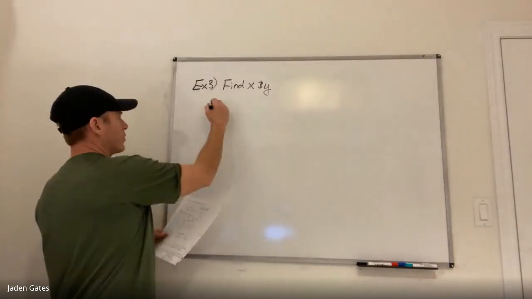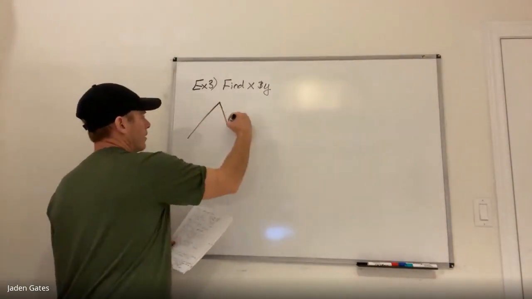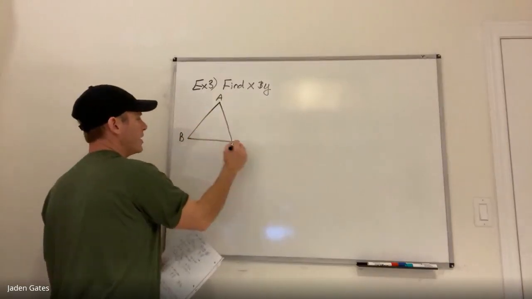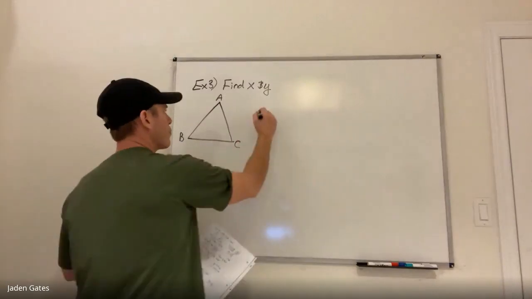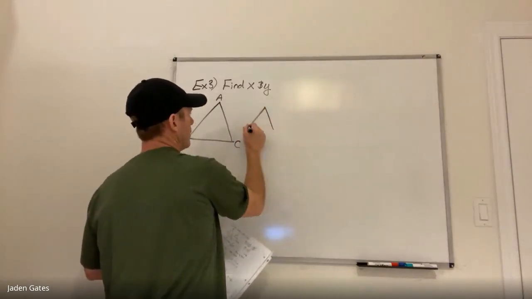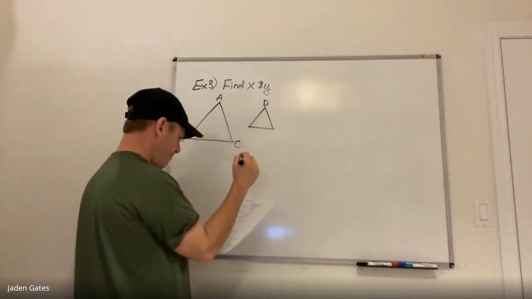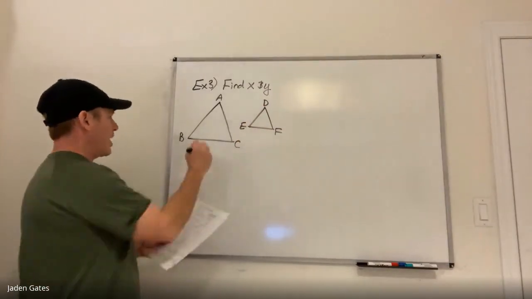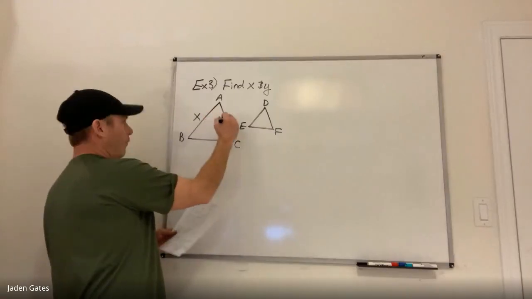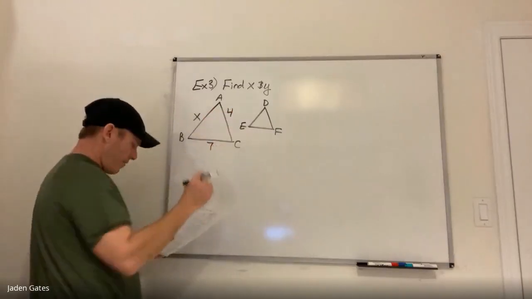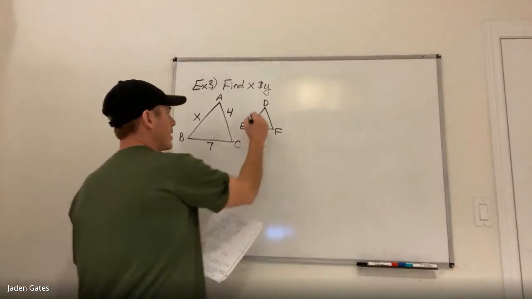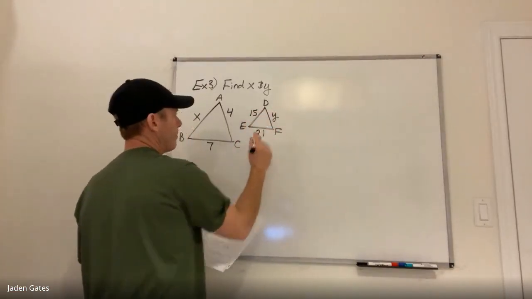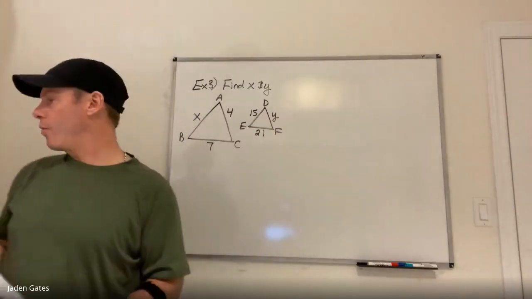So I'm going to draw my triangle here. We have triangle A, B, and C. And again, here's our triangle D, E, and F. Now, I know some sides here. I have an x, a 4, and a 7. And on this side, I have a 15, a y, and a 21. And I want to find x and y.